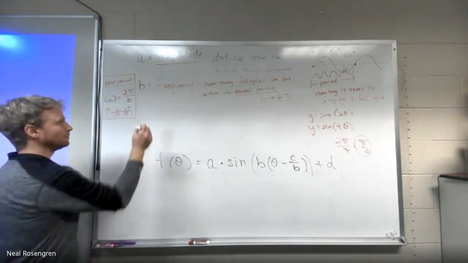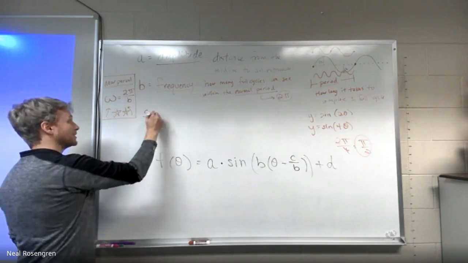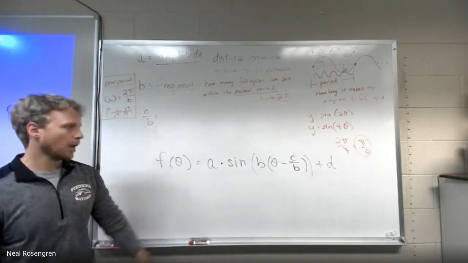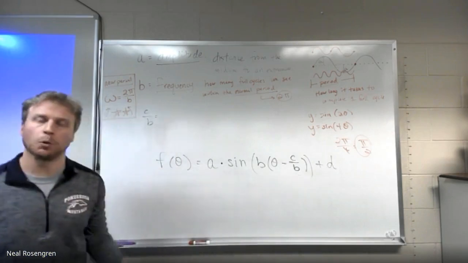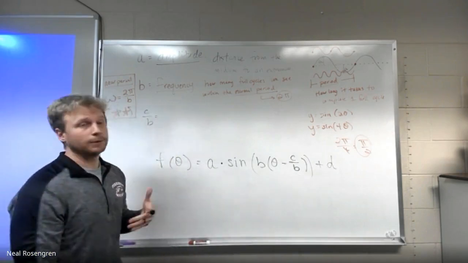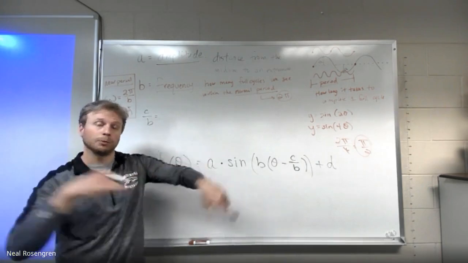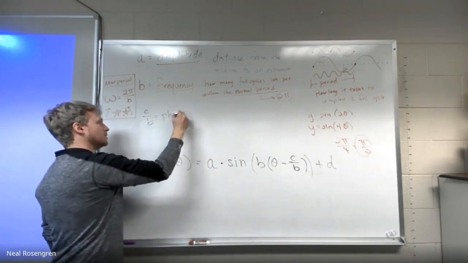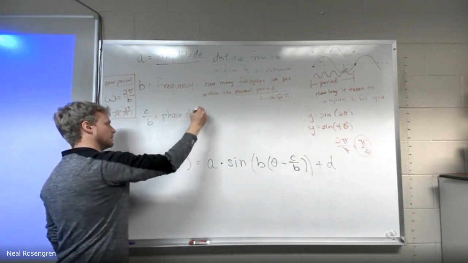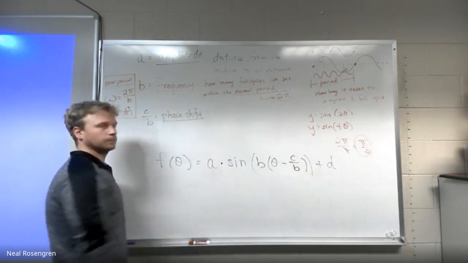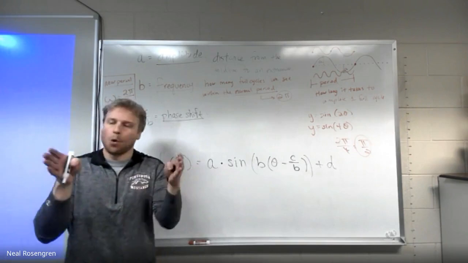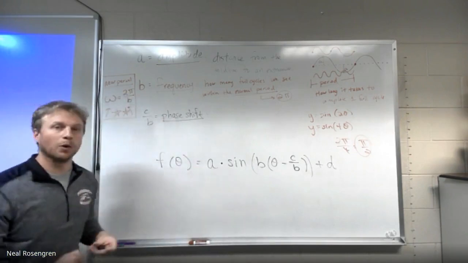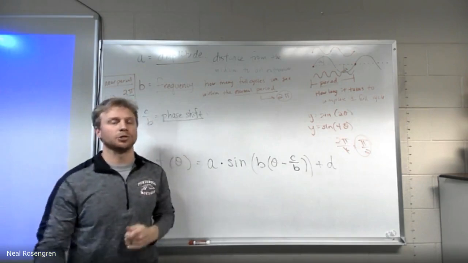Good. Okay. Now I'm going to talk about c over b, not c, because c is misleading. We have to use this version if we want to do that horizontal shift. But because we're talking about something that repeats, we use the phrase phase shift instead. Because we're just looking at one phase of something, and really we're trying to figure out where that starting point is going to be.